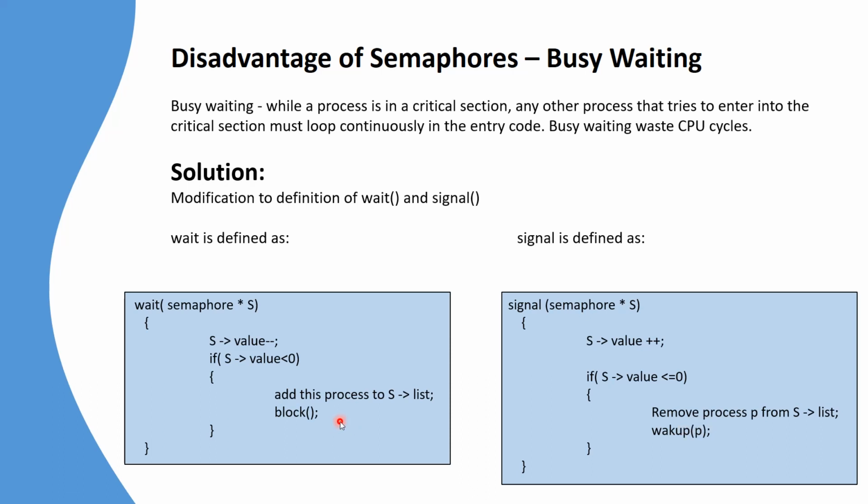The block operation suspends the process that invokes it, and the wakeup operation resumes the execution of the blocked process. These two operations are provided by the operating system as basic system calls.